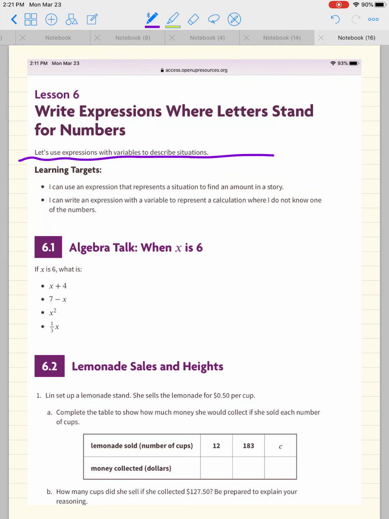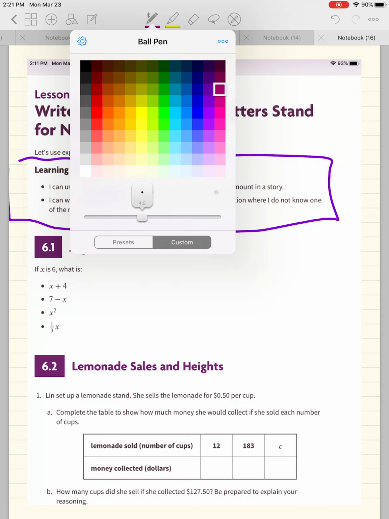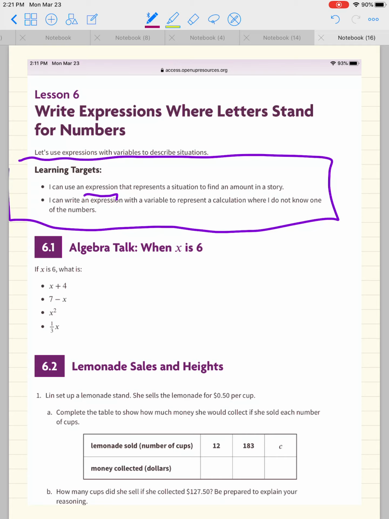So the learning targets for today are I can use an expression that represents a situation to find an amount in a story. So here we see expression, and I believe I mentioned this in a previous video, but an expression does not have an equal sign where an equation does have an equal sign. So this right here is an example of an equation, and if you get rid of the equal sign, you have an expression. Alrighty. And so it looks like we're going to be solving some problems that have a context or in a story, and so we're going to need to interpret those.